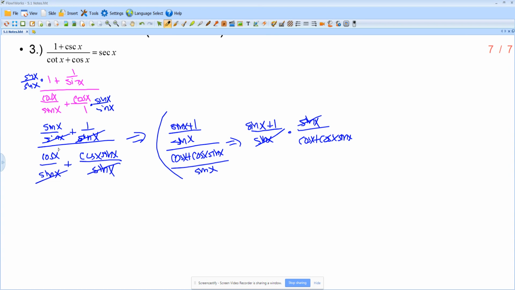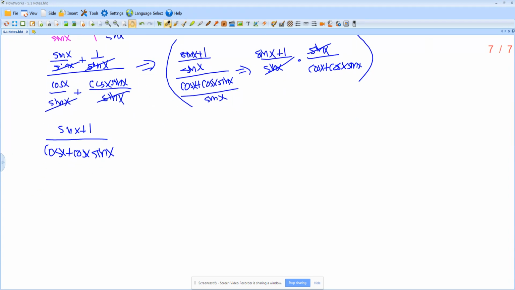So technically, can you cancel these? Algebraically, it's a little bit loose, like there is this intermediate step. But for the sake of space, when you see this, feel free to cancel those right away. Just have the understanding of why you can do that. So anyways, this becomes sine x plus 1 over cosine x plus cosine x sine x. Right away down here, I see that I could take a cosine x out. So this is going to become sine x plus 1 over cosine x times 1 plus sine x.